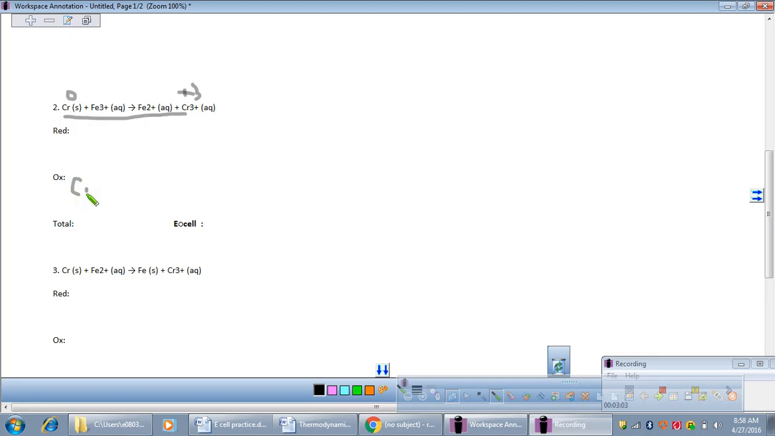So chromium is our oxidation reaction. Iron is going from a positive 3 to a positive 2. Its charge is being reduced because it is gaining electrons, so that is our reduction half reaction. Alright, so let's add in our electrons. Remember that in reduction, electrons are reactants, and in oxidation, electrons are products.